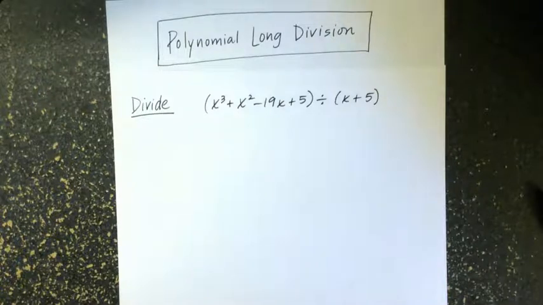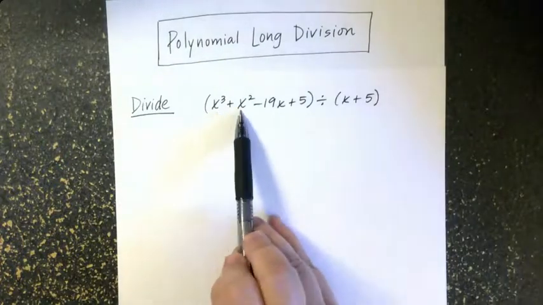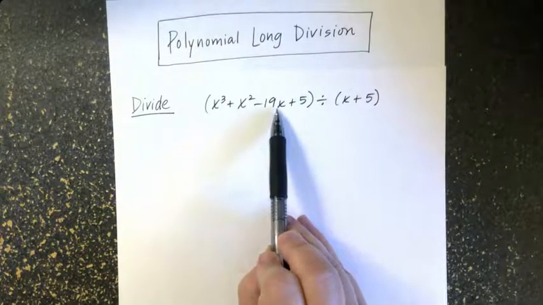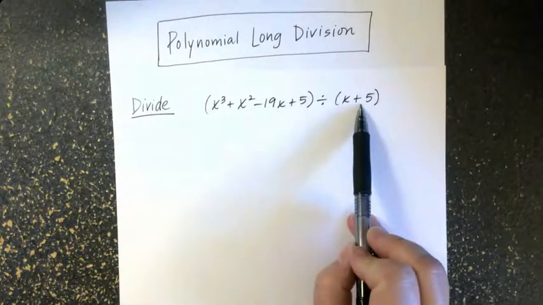I wanted to start out with a problem here. It's asking me to divide the polynomial x cubed plus x squared minus 19x plus 5. Divide that all by the polynomial x plus 5.